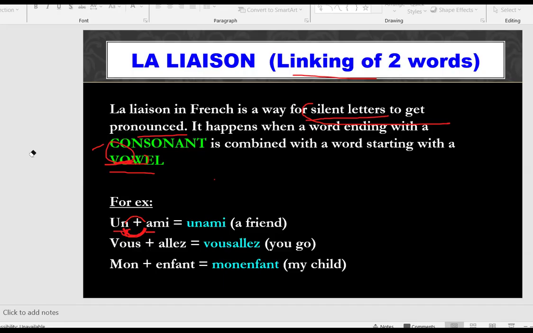Next is how would you read the next word? Vuzale. वूज. अलग अलग पढ़ेंगे तो it is वू and this is आले. But when the last consonant and the second word starts with the vowel, it becomes वूजाले, single ऐसे, है ना, surrounded with the vowel, so it is z sound. Vuzale. You understood?